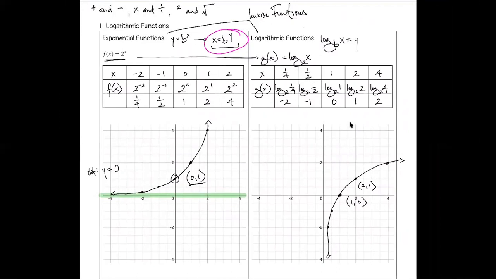Now my exponential function had a horizontal asymptote, but the logarithmic function has a vertical asymptote. So, vertical asymptote, and our equation here is not going to be y equals, but it's going to be x equals 0.